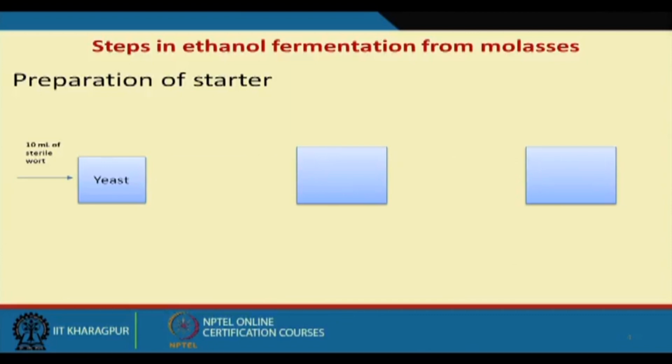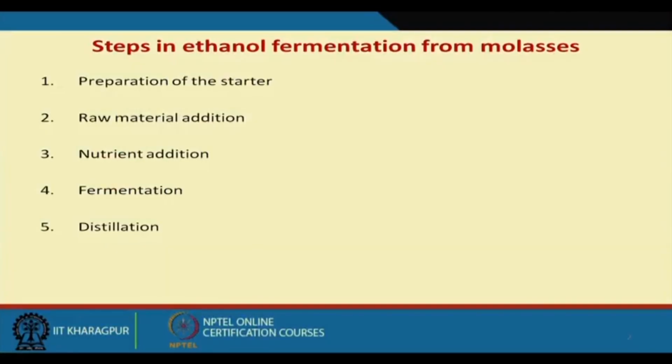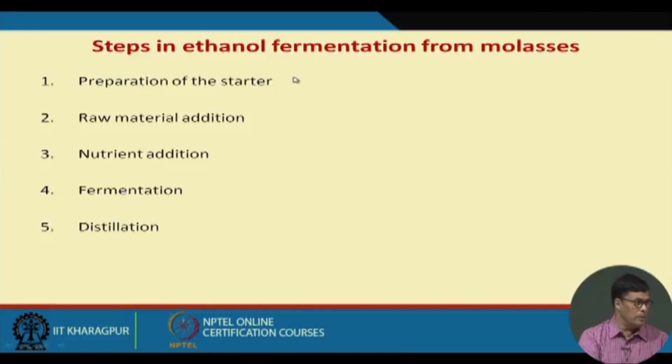First, in the alcohol fermentation process, we have to prepare the starter. A starter is nothing but a culture. You have to produce the culture, and I told you that the volume of the culture is usually 5 to 10% of the fermentation media. Then raw material addition: you have to add the raw materials and nutrients if required, then carry out the fermentation process, then distillation. So these are the steps involved in the ethanol fermentation process.